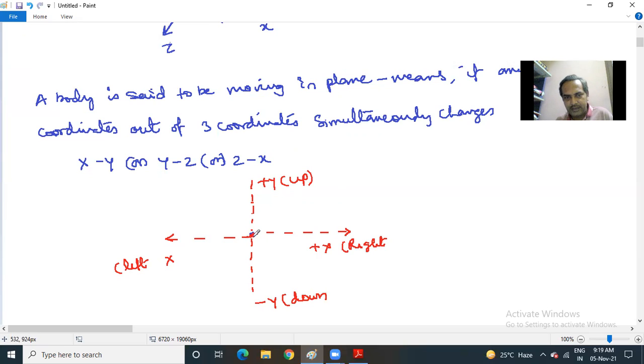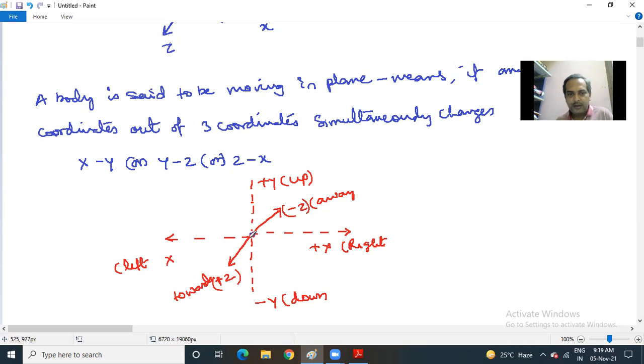Then this you can say is towards, which means this is positive z. This is away, this is negative z. So this is away, this is towards. So this is positive z, this is negative z.